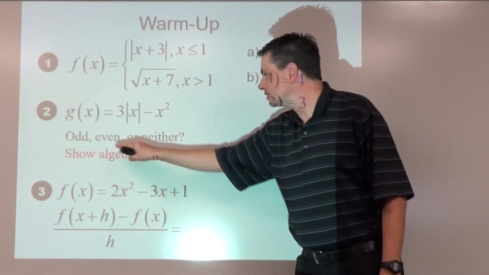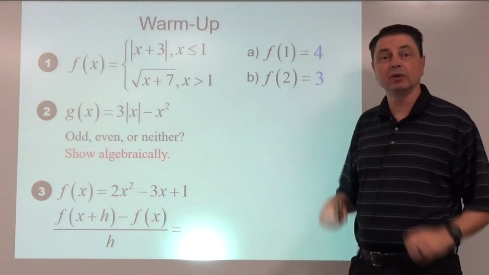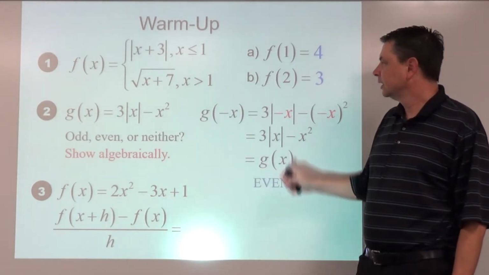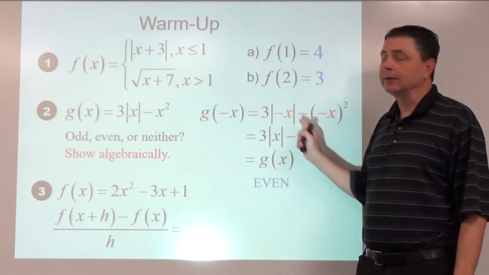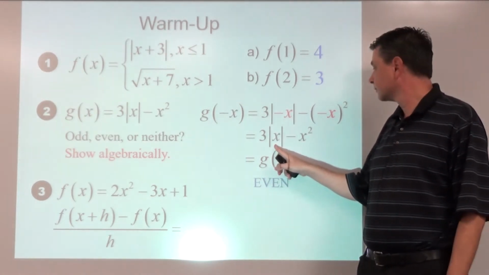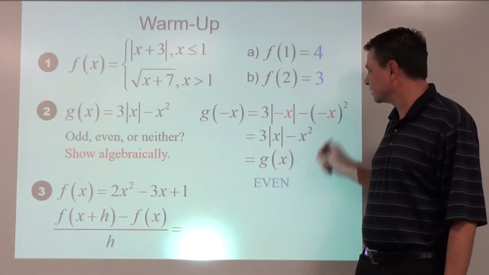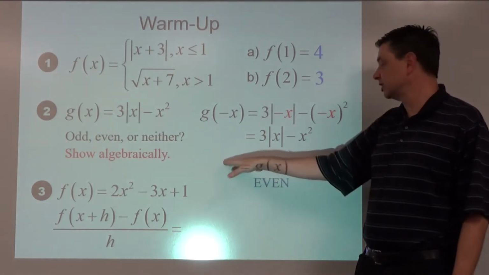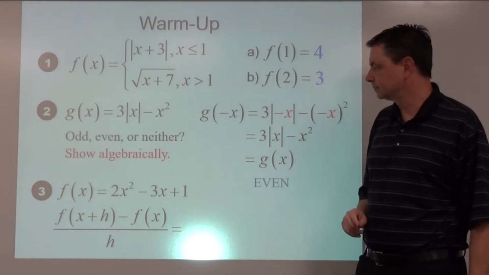For part 2, is the function odd, even, or neither? Show it algebraically. We would do g of negative x. So 3 times the absolute value of negative x. Well, the absolute value of negative x is the same thing as the absolute value of positive x. And here, when we square negative x, we get x squared, so minus x squared. That is the original function. We need to say it's the original function, equals g of x. Therefore, we can conclude it's even.